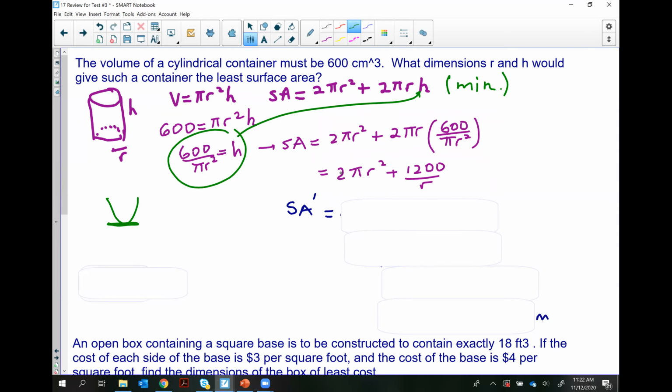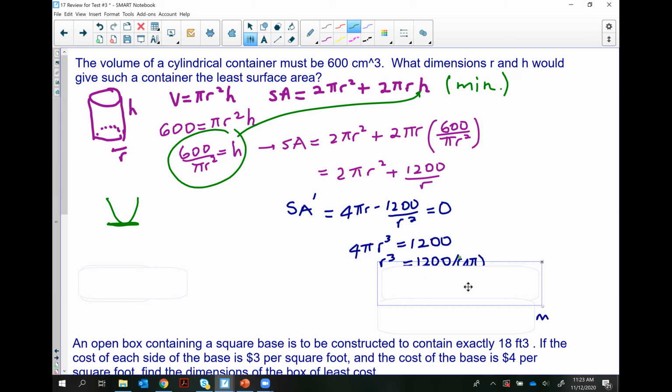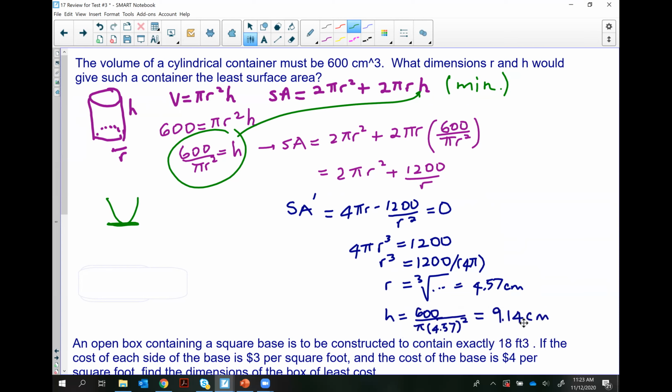So the derivative of this will be 4 pi r minus 1200 over r squared. If you have any trouble with that, write this as 1200 times r to the negative 1 first and then differentiate. Now to solve this, you would add 1200 over r squared to both sides, multiply both sides by r squared, and divide by 4 pi. Be careful as you enter that into the calculator, use parentheses for the denominator, and don't forget to take the cube root. R will turn out to be 4.57 centimeters, and H, you can go back to this equation to figure out your H, it'll be roughly 9.14 centimeters.